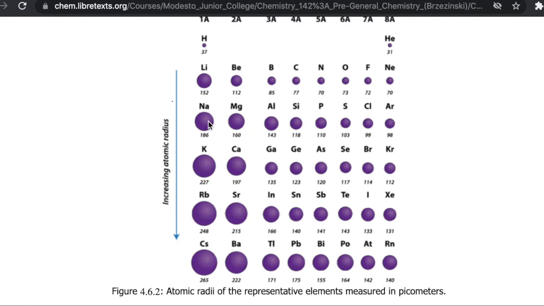So going down a periodic table, you are getting larger, but going across the periodic table, the atoms are getting smaller. So it's increasing going from right to left, and it's also increasing going down, the size of these elements.